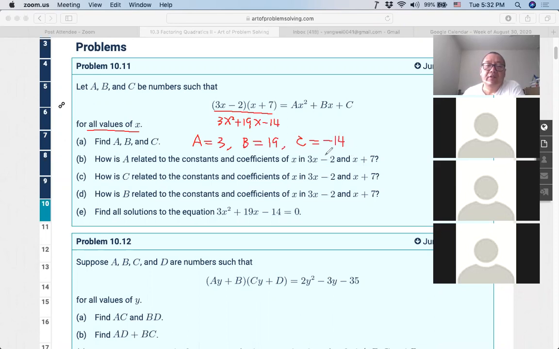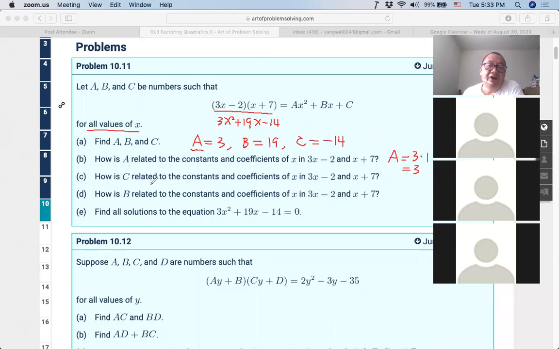Right? So now let's see how A is related to the constants and the coefficients of x in 3x minus 2 and x plus 7. They ask how A is related to the constants and the coefficients of x in these two binomials. A equals the coefficient of x in the first times the coefficient of x in the second. You get 3 times 1, so this gives you 3.